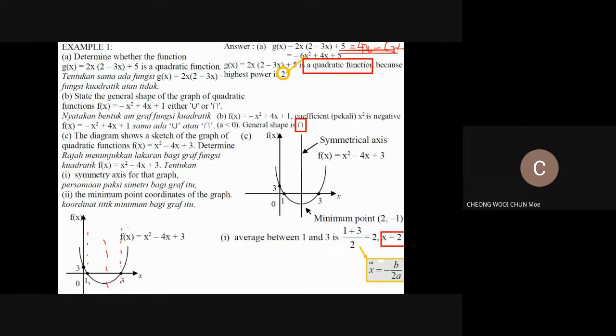Then number 2, the minimum point coordinates. This is the minimum point, and you need to find its coordinates. You go down, you get x equal to 2. It means you replace 2 inside. So you get 2 power 2 minus 4 times 2 plus 3. Then use the calculator, I get negative 1. That means y is negative 1. So x equal to 2, y equal to negative 1. This is the coordinate, and you must put brackets.